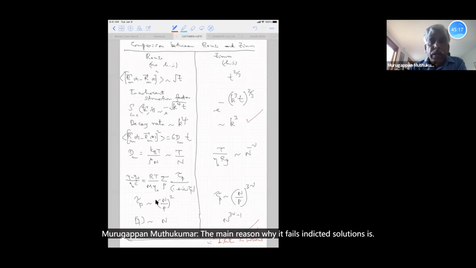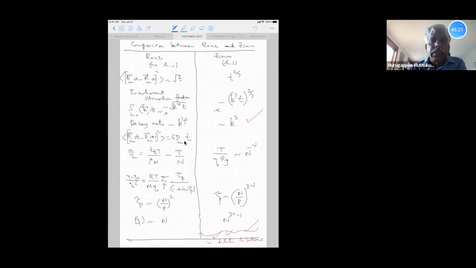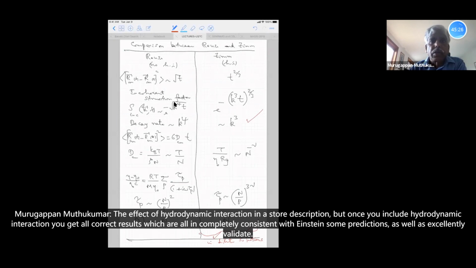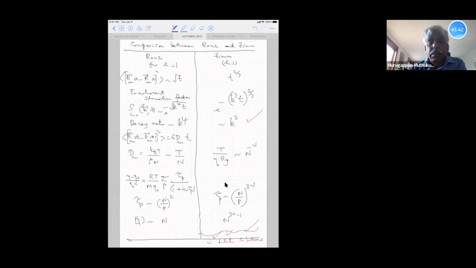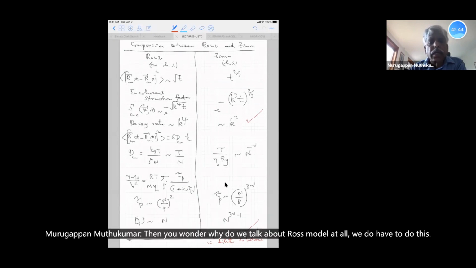The main reason why it fails in dilute solutions is it does not include the effect of hydrodynamic interaction in its description. But once you include hydrodynamic interaction, you get all correct results, which are completely consistent with Einstein's predictions, as well as experimentally validated. Then you wonder, why do we talk about the Rouse model at all? Why do we have to do this?